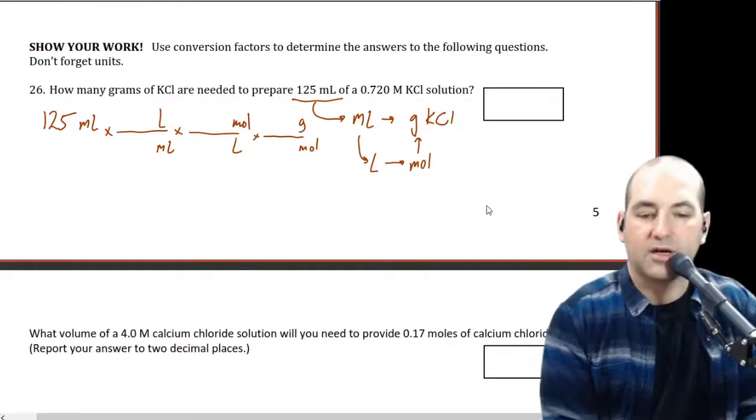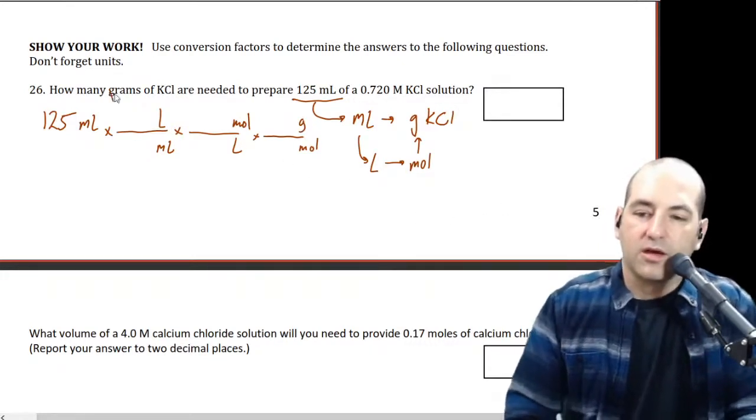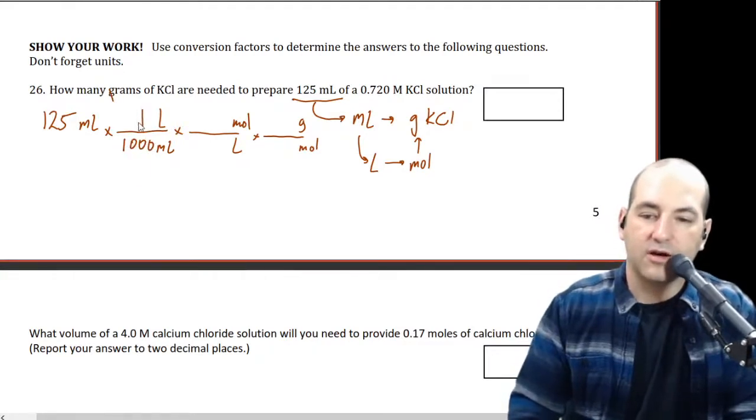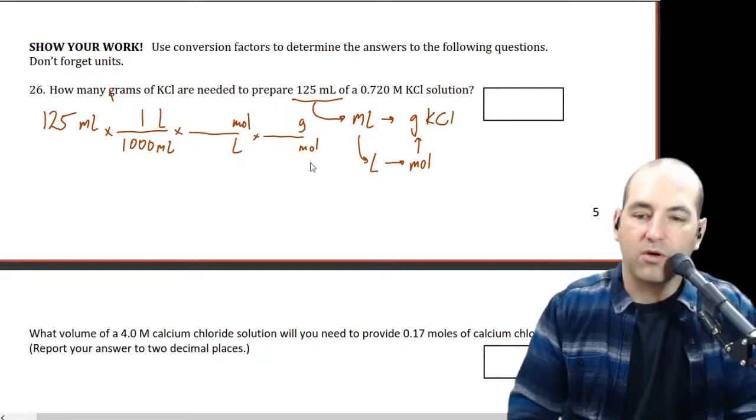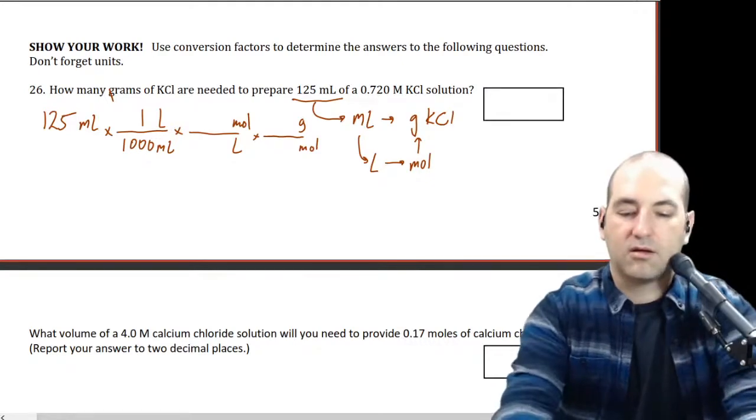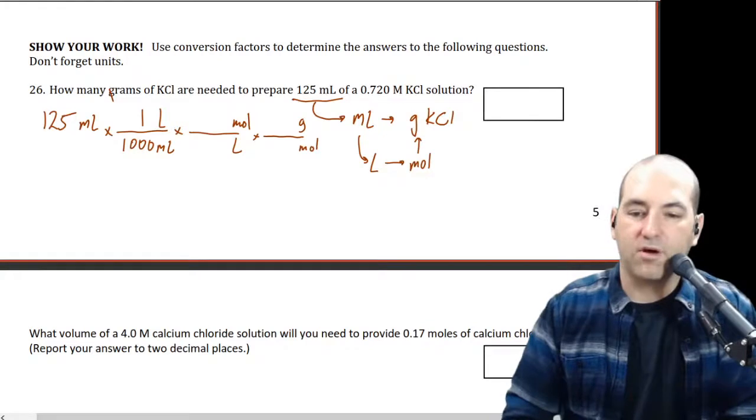All right, we'll go back up and talk about number 23 also. So these conversion factors we know, 1,000 milliliters in a liter. And the grams per mole we get from the molar mass. So we look up the mass of potassium and of chloride, which is 74.6.